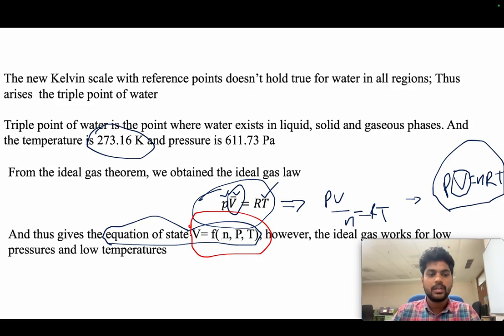theorem, PV equal to RT, and the equation of state. What does this equation of state say? If you have any two properties, intensive properties or extensive properties, you can find the third property by using these two properties. That's what the equation of state is.